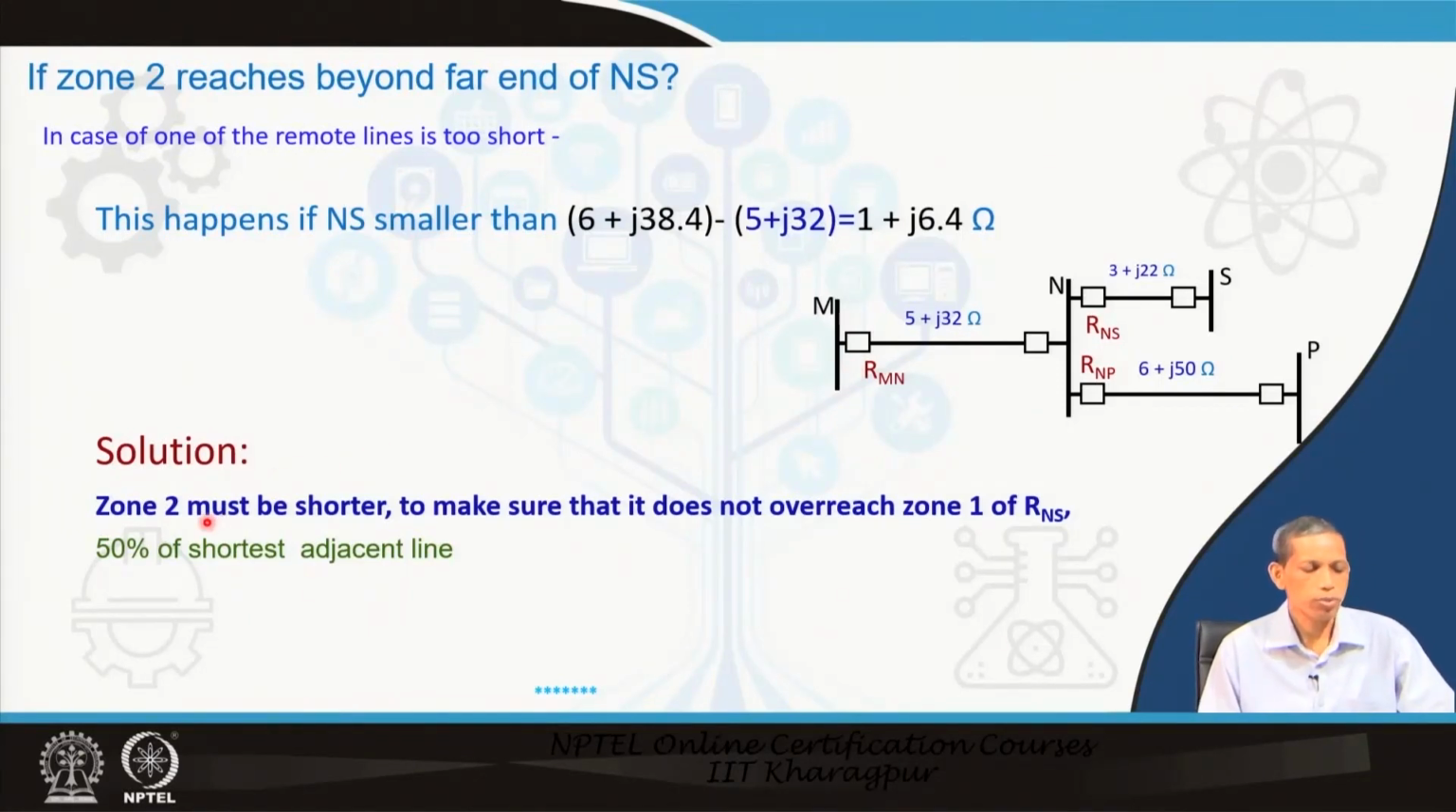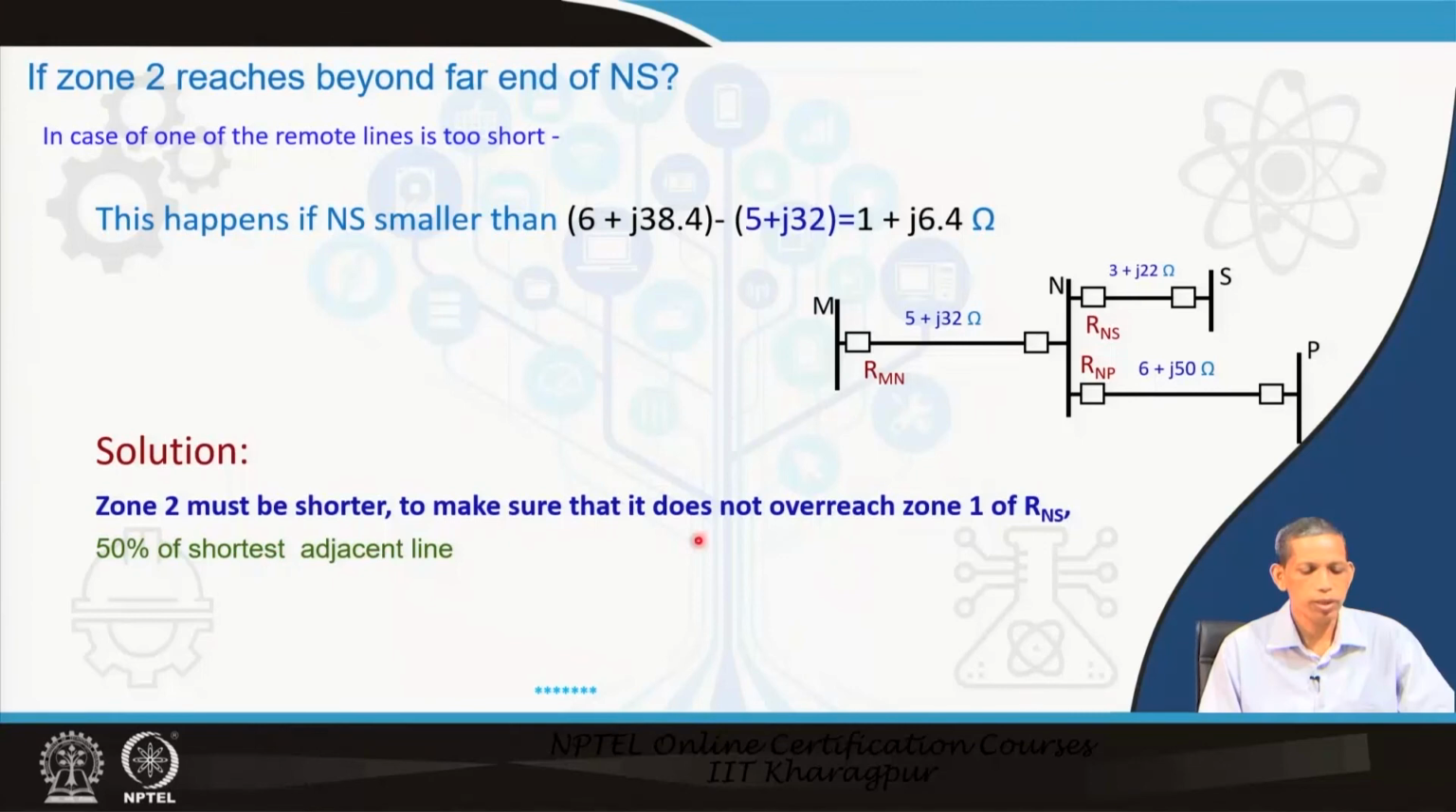So, a solution is that zone 2 must be made shorter such that it does not overreach the zone 1 of NS. So, the zone 1 of NS is not being overreached. If a fault happens to be here in zone 2 of NS, this relay will see it and that relay will also see it. So, it will go for a protection decision, and that is unwanted.